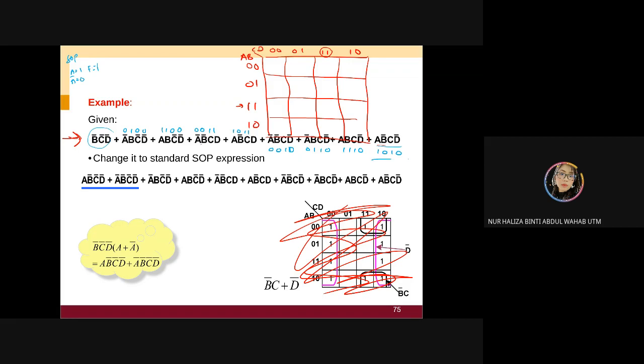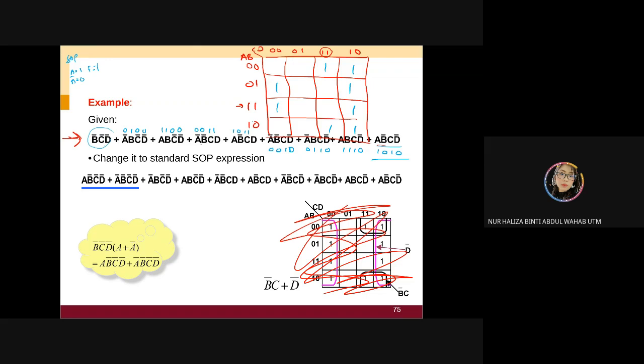So I map 1, 0, 1, 0. It's 1, 1, 1, 1, 0. 0, 1, 1, 0. 0, 0, 1, 0. 1, 0, 1, 1. 0, 0, 1, 1. 1, 1, 0, 0. And lastly, 0, 1, 0, 0.